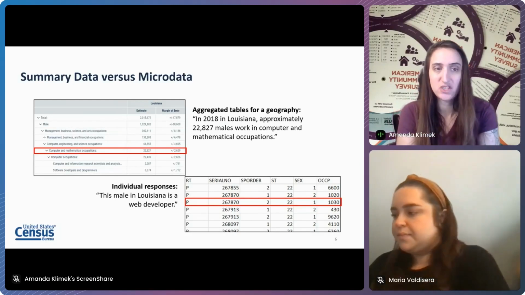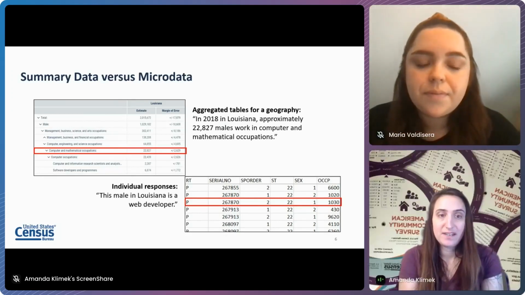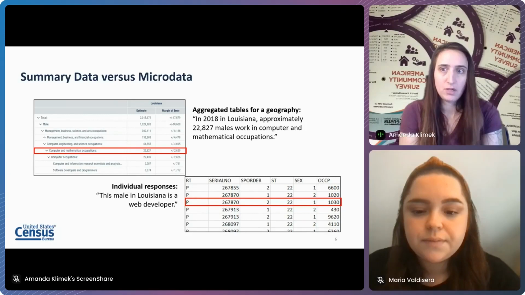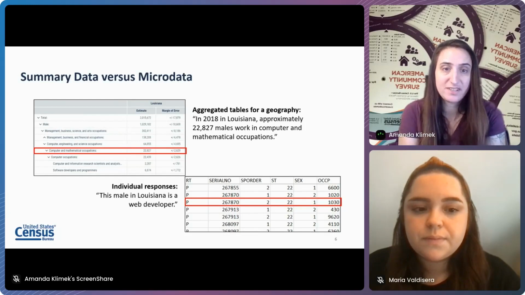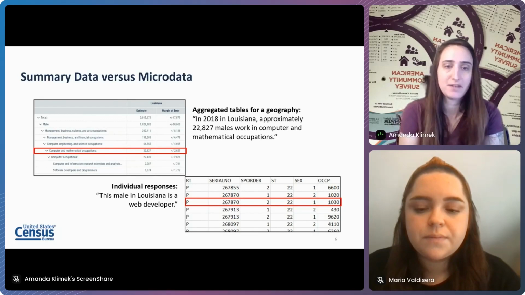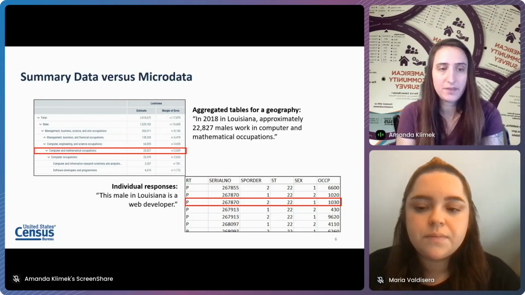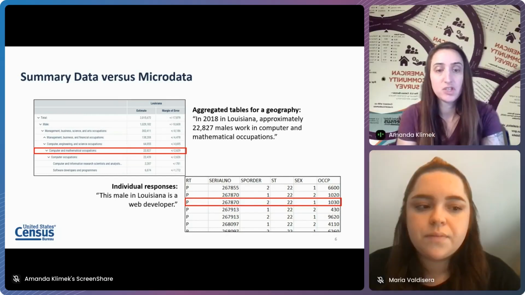In summary tables, such as the one shown on top, individual records are categorized and weighted to create an estimate for the larger population. So a lot of the work has been done for you. For this example, statisticians at the Census Bureau have taken the records of all respondents living in Louisiana who indicated that a male in their household works in a computer and mathematical occupation, grouped them together and weighted them to create an estimate of all the males in Louisiana working this occupation category. And these statisticians have also calculated and provided the margin of error for this estimate.